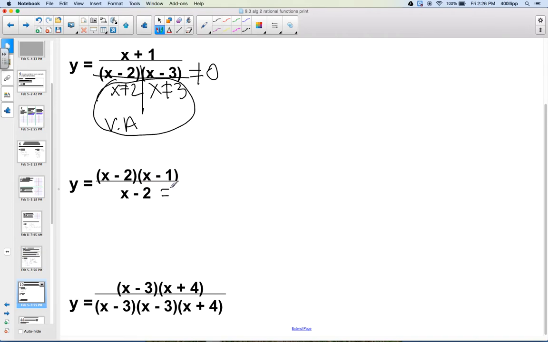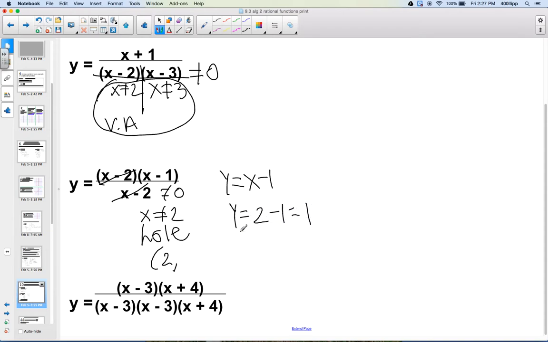we know that the denominator cannot be 0. So x cannot be 2, but then once we go back and cancel things out, we're left with y equals x minus 1. So therefore, your x equals 2 is going to be a hole. We know the x part is a 2. We'll find the y part by plugging it into the simplified version. And 2 minus 1 is a 1. So there's a hole at 2, 1. So you would graph y equals x minus 1, and you would make a hole at 2, 1.